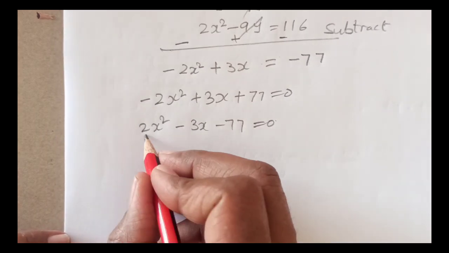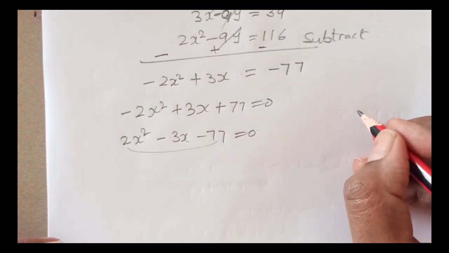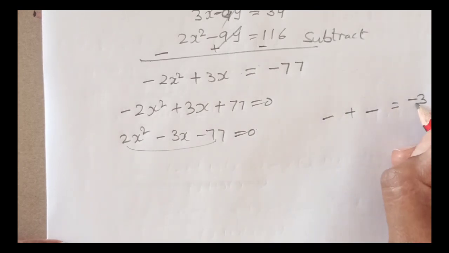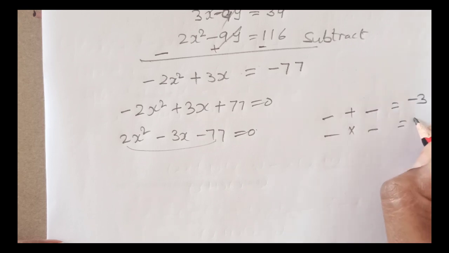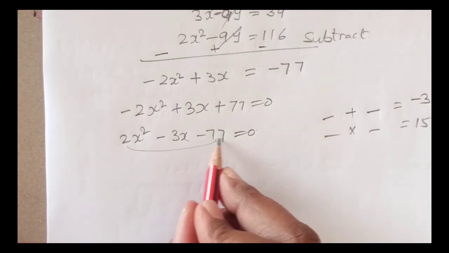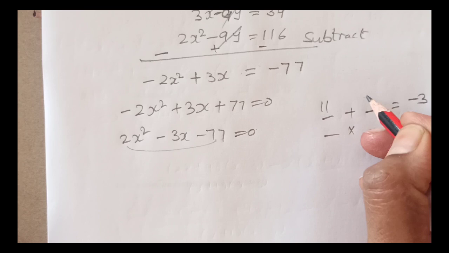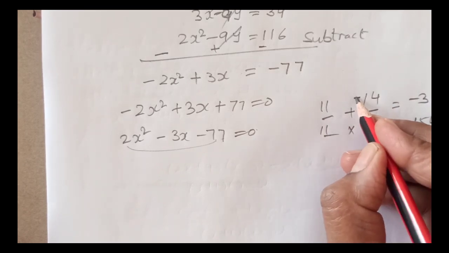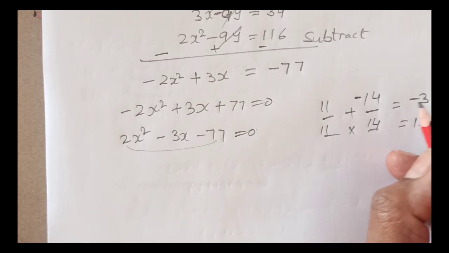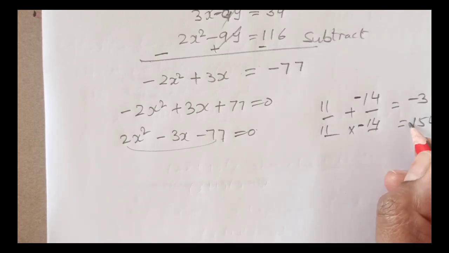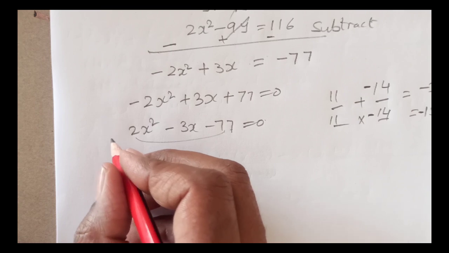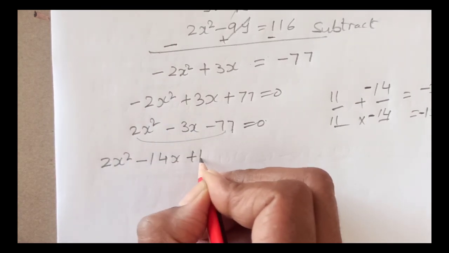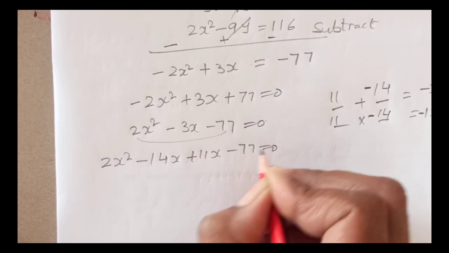Now we can multiply this. When you multiply, it's 154. So when you factorize, we need numbers that add to negative 3 and multiply to 154. 77 times 2 is 154. So 11 and 14 will work. 14 will be negative because this is a negative sign here. So we can write it down: 2x squared minus 14x plus 11x minus 77 equals 0.